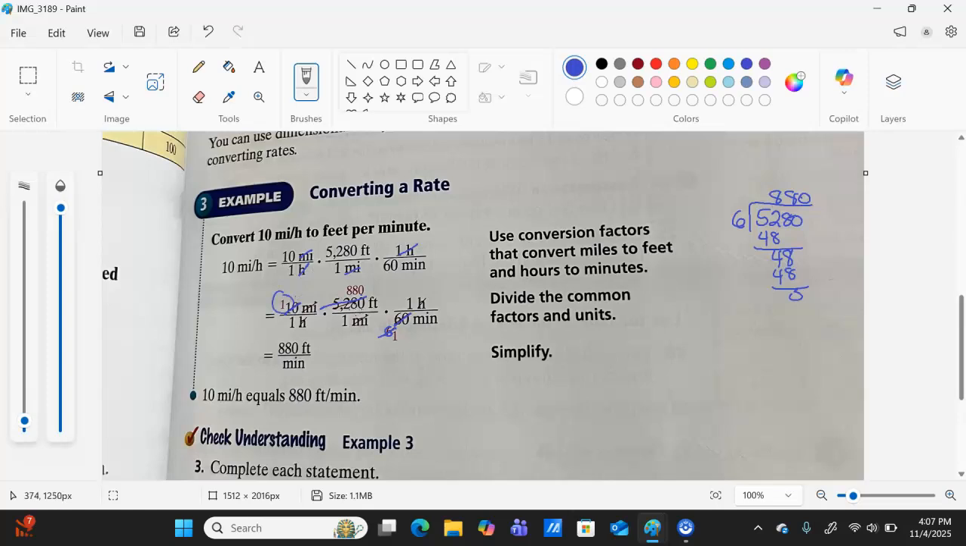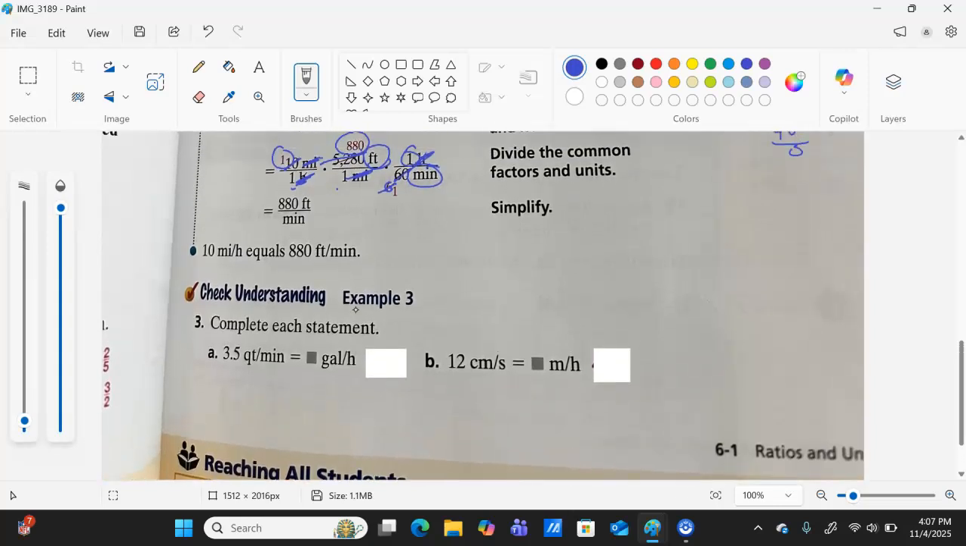So along the top, we have 1, 880, and 1. And on the bottom, we just have 1. So we end up with 880 feet over minute. And you'll notice your miles have canceled, your hours have canceled, and your only units left are feet per minute. So now let's look at these two right here. We have 3.5 quarts per minute. Notice how I'm going to write that. QT over MIN. In the end, I want to be in gallons per hour.